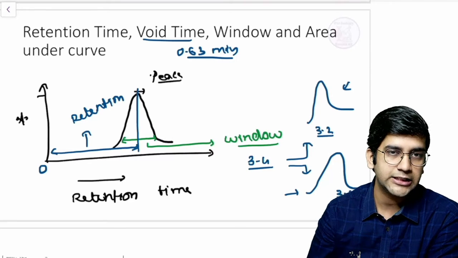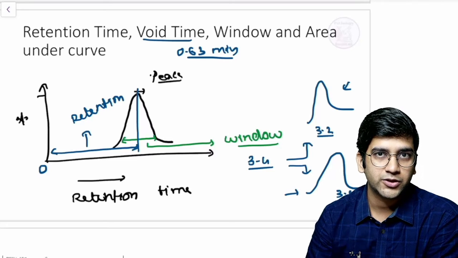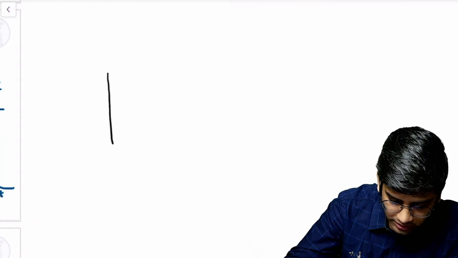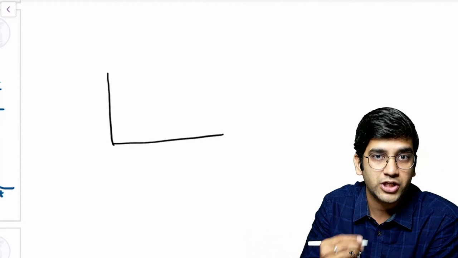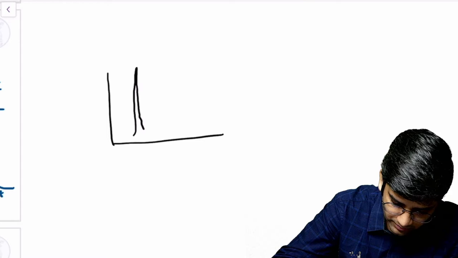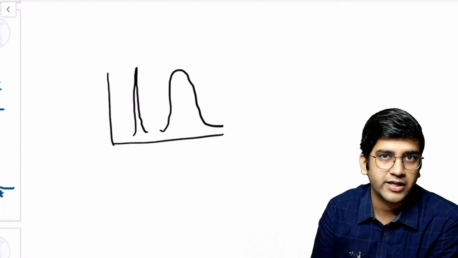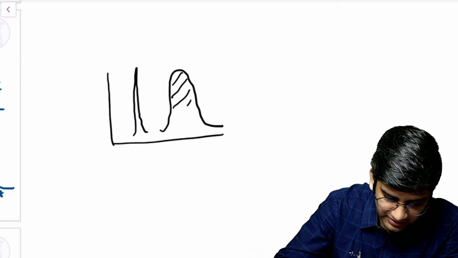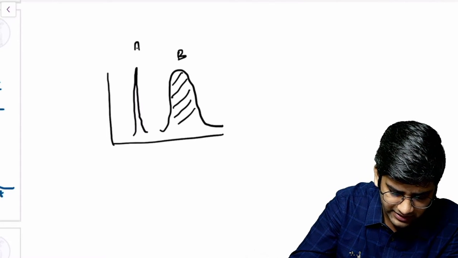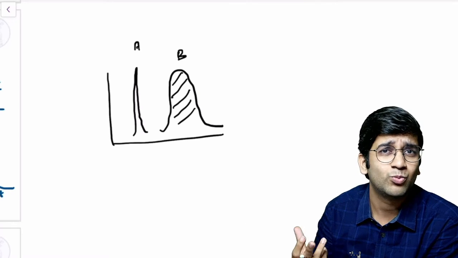Next is area under the curve. We know window, we know retention time, we know what void time is. Now, area under the curve. Let me draw one more thing, because area under the curve is very, very important, as you might miss it on a superficial look. Let's say I'm having a peak like this, a very thin peak. At the same time, I'm having a very broad one. This is the area under the curve. Let's mark them A and B. A definitely will have much less area under the curve compared to B, obviously.